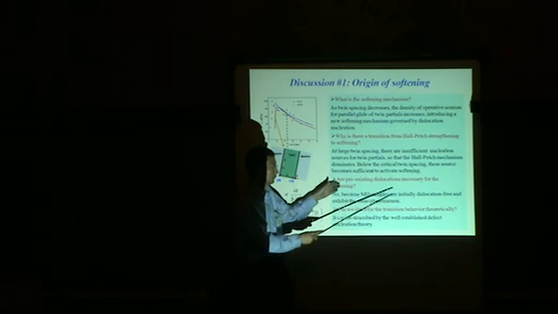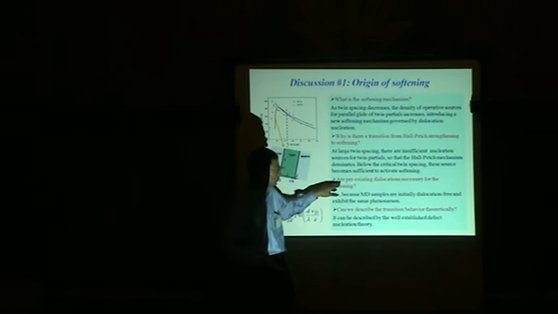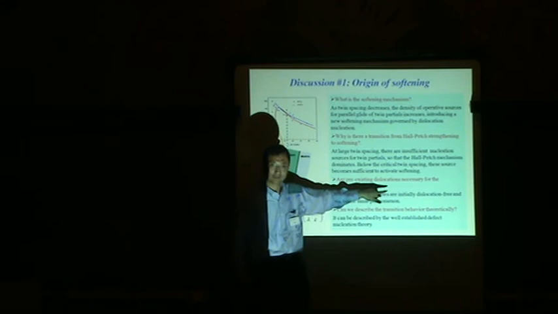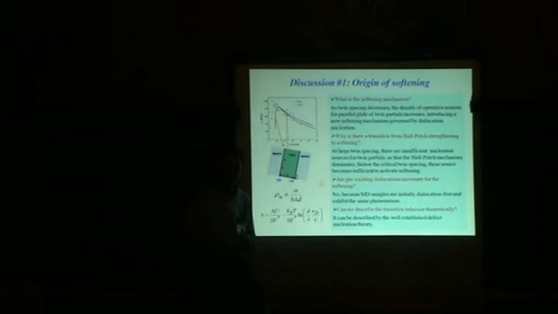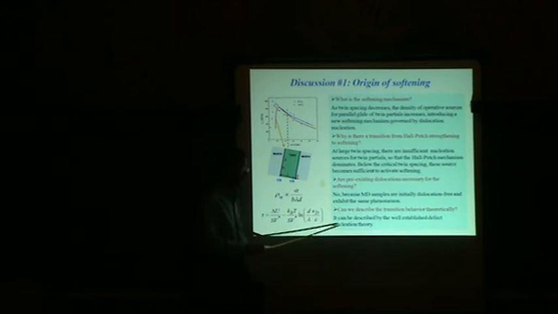Because experimentalists don't have any theory to explain the phenomenon, in their paper they attributed the potential reason for softening to pre-existing dislocations. But in our simulation, we have a dislocation-free crystal and we have the same phenomenon. That means pre-existing dislocations are not necessary. So, can we describe this theoretically? Yes, we believe we can describe this by the new theory.